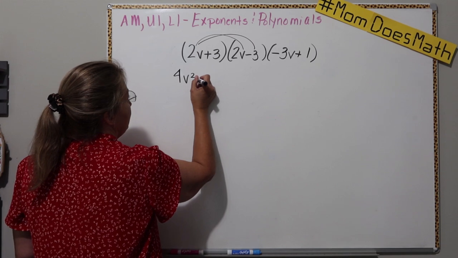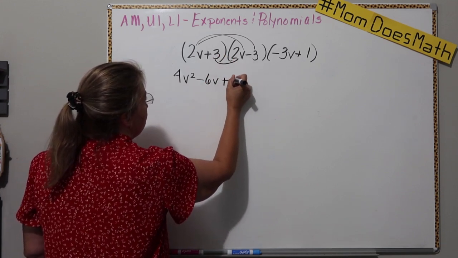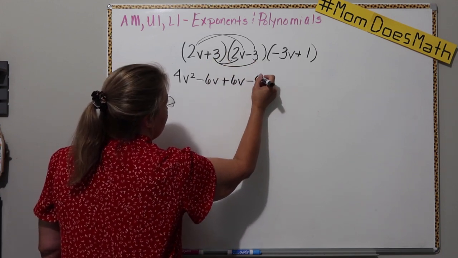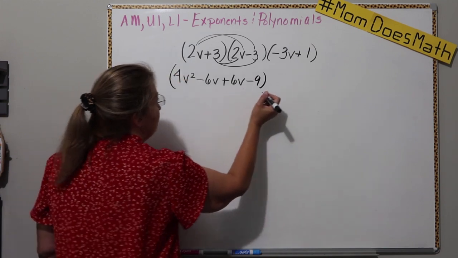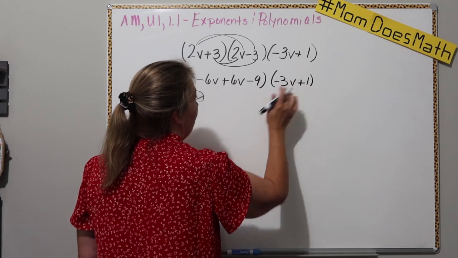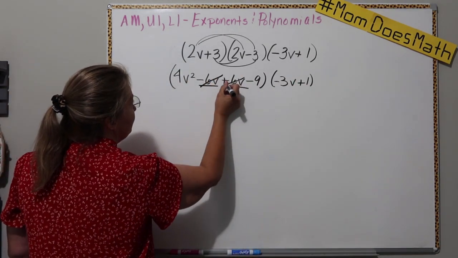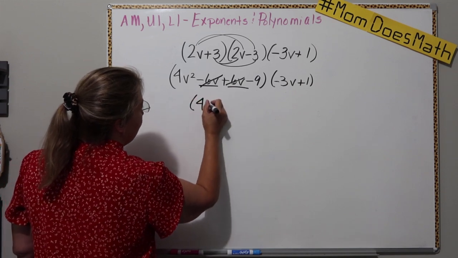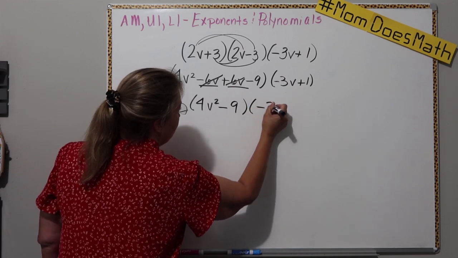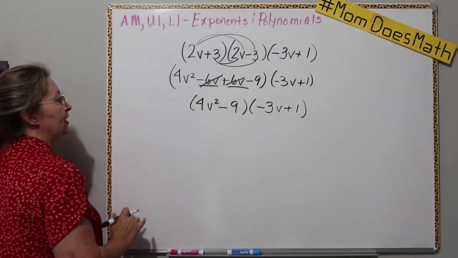2v times minus 3 is minus 6v. 3 times 2v gives us plus 6v. And positive 3 times negative 3 is minus 9. I'm going to keep this in parentheses because after we get it simplified, then we're going to multiply it times that binomial. All right, a minus 6v and a plus 6v cancel each other out. So our simplified version of this is 4v squared minus 9. And that's what I'm talking about. If you had remembered your formula, you could have just skipped to right here. You wouldn't have had to go through that.